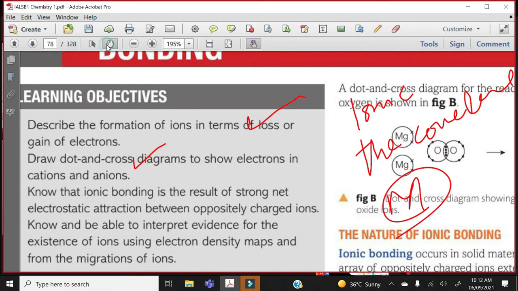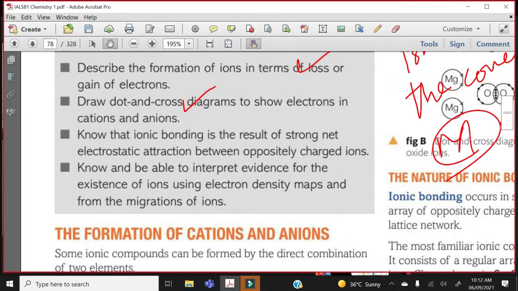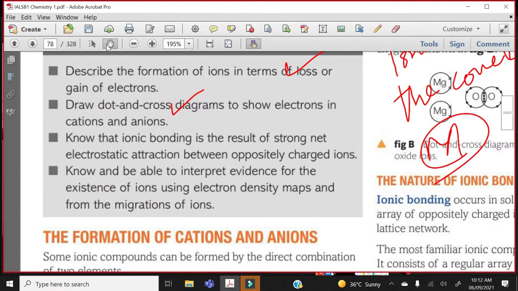And then know that the ionic bonding is the result of strong net electrostatic attraction between oppositely charged ions. Know and be able to interpret evidence for the existence of ionic bonding. This is very, very important, and we'll talk about it in detail. You might not know this one because this is a little bit higher, so this is real grade 11. The rest is approximately grade 10. So let us start with the definition of the ionic bond.